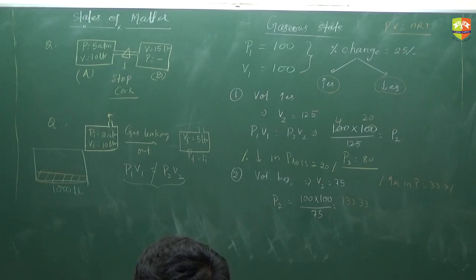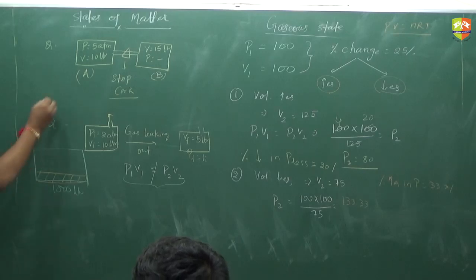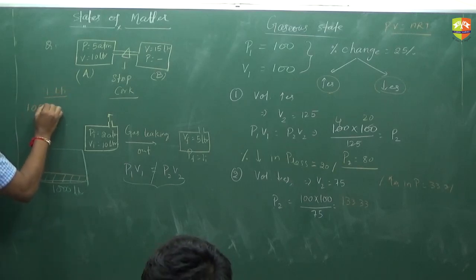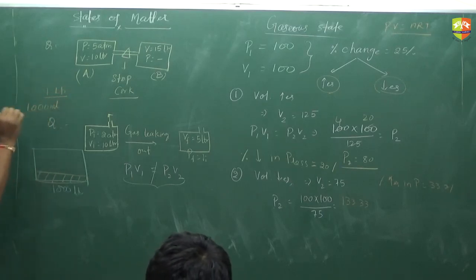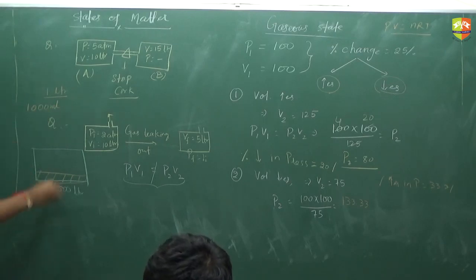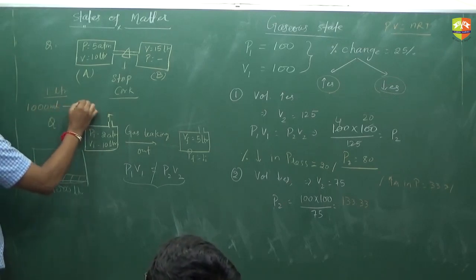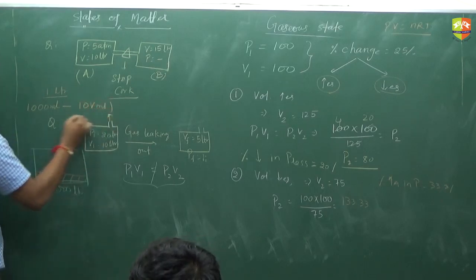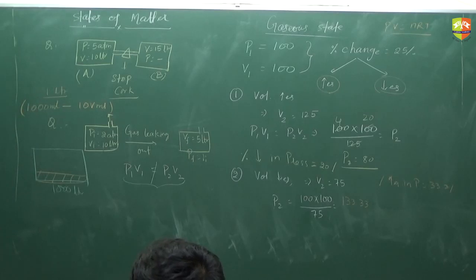And then you can apply P1V1 equals P2V2, because that is applicable only for gaseous systems. So in the question, it is given a 1 liter container, which is 1000 ml, and in this 10 marbles are present. The volume occupied by 1 marble is V, suppose. So the volume of the gaseous molecules will be 1000 ml minus 10 V. So this is V1.